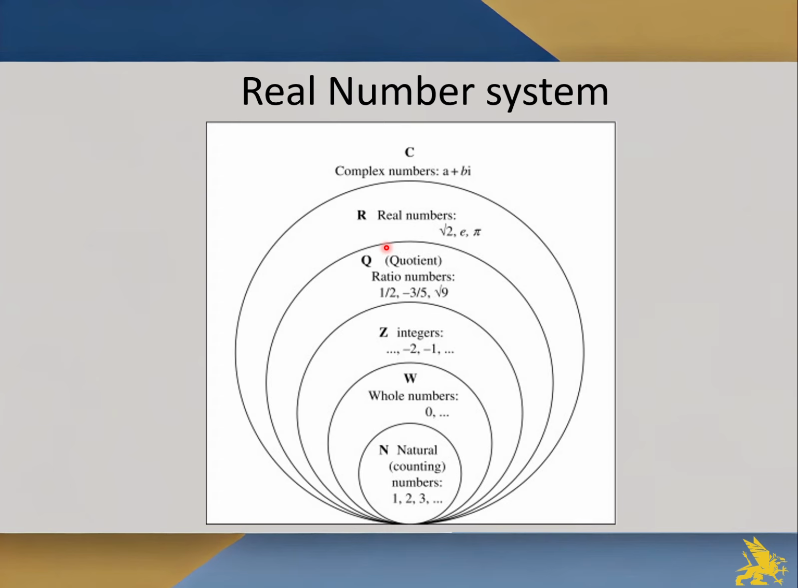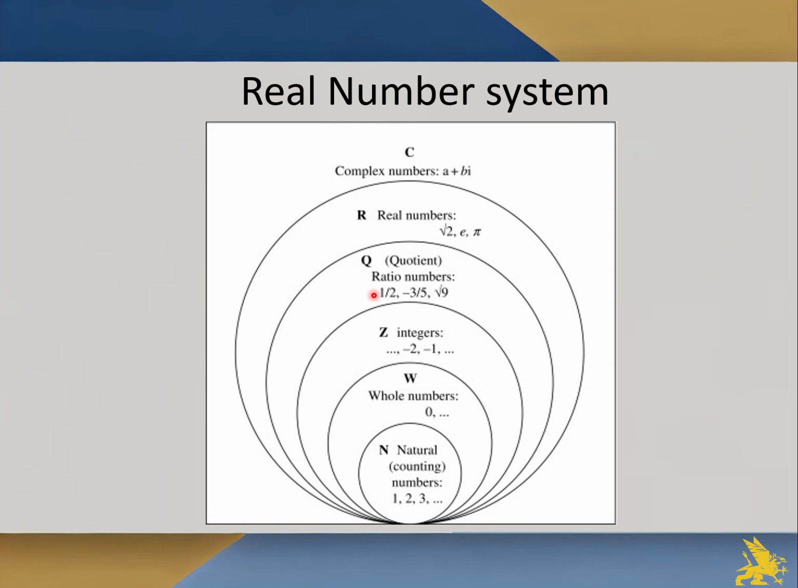With the real number system, we always start off with N, which is natural counting numbers. So 0, 1, 2, 3. Then we move on to W, and W is whole numbers. So whole numbers then include 0. So natural counting numbers is a subset of whole numbers. Then whole numbers and natural counting numbers is a subset of integers, Z, and integers is negative and positive numbers and 0.